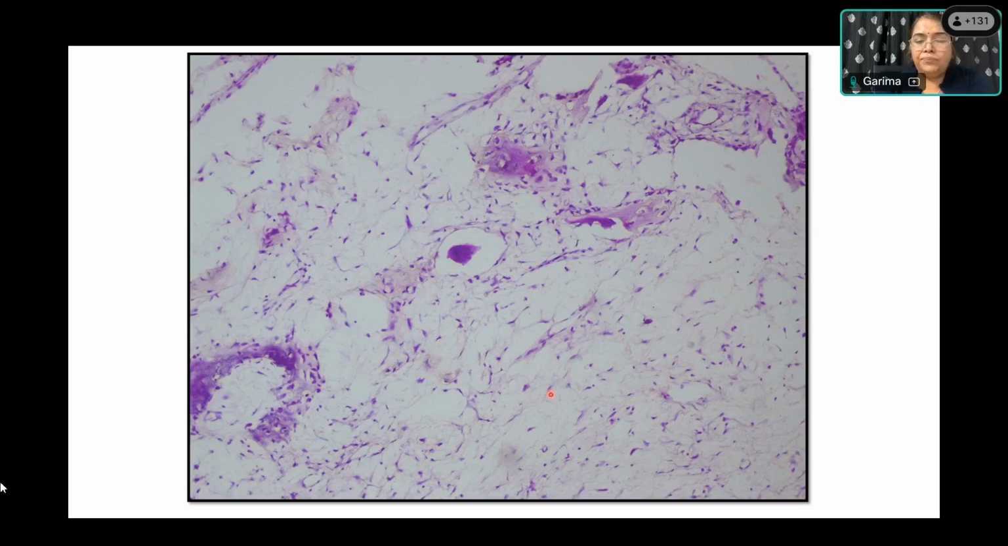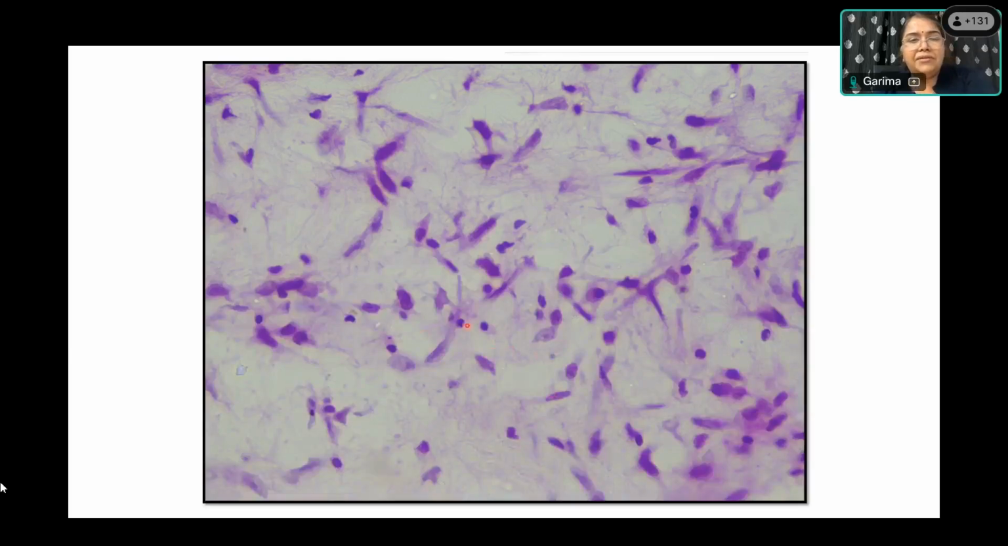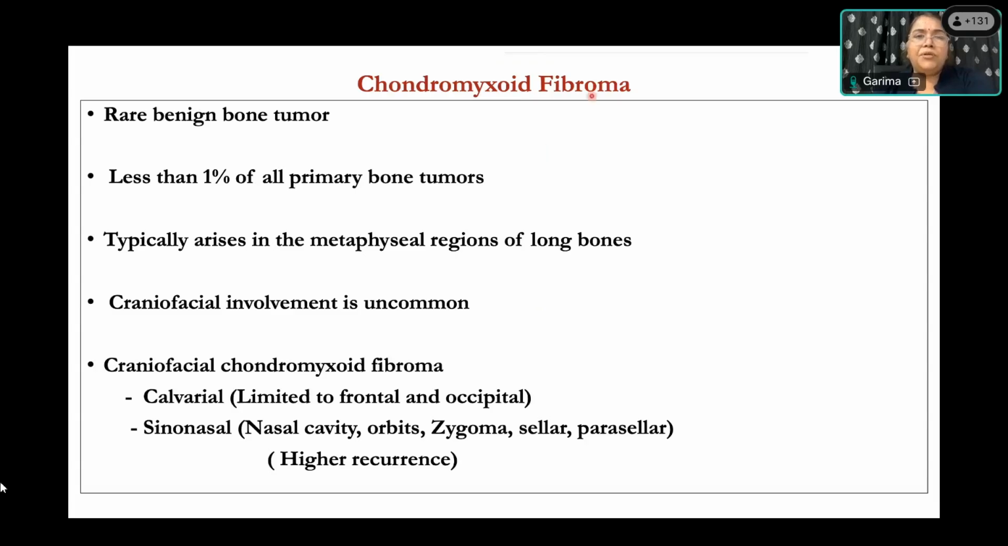So we favored a diagnosis, and these were the cells. They are very stellate and spindle-shaped cells without any atypia. So we gave a diagnosis of chondromyxoid fibroma. It is a rare benign bone tumor, less than 1% of all primary bone tumors, and it typically arises in the long bones.